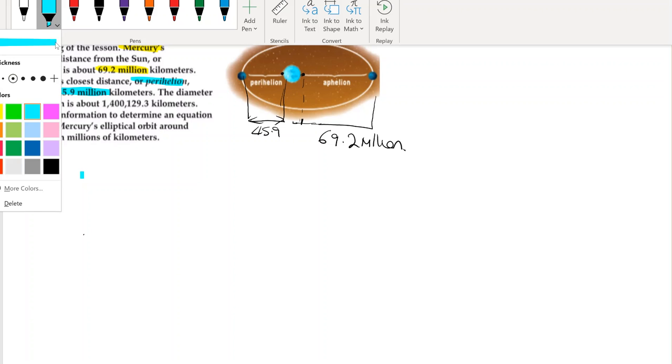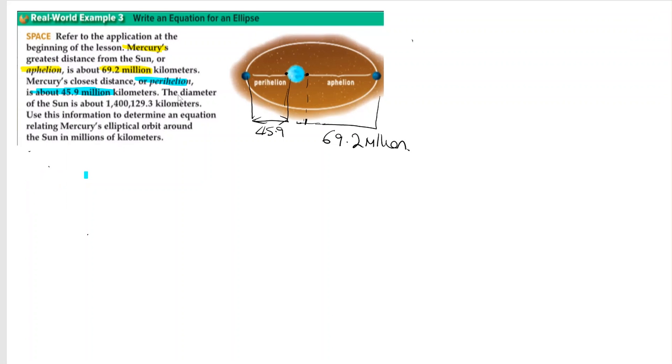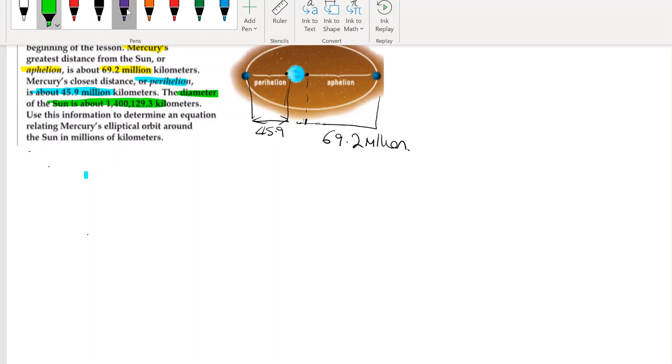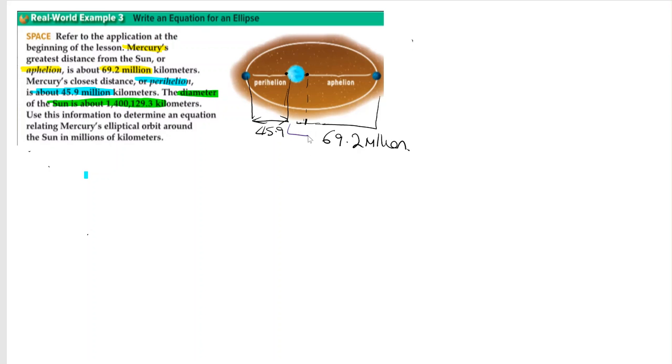So next part. The diameter of the Sun is about 1.4 million kilometers. So the distance here is going to be 1.4 million kilometers. So we want the center of this Sun here, so this point here. We're going to find A, we need to find B and C, and we need to find the center.